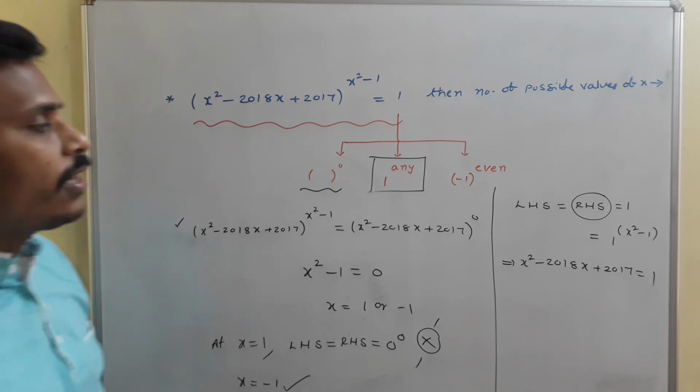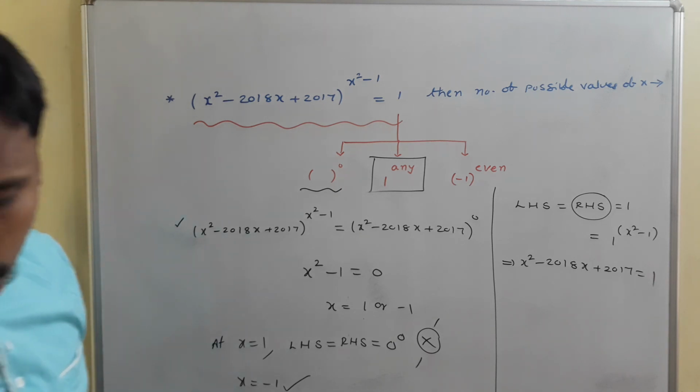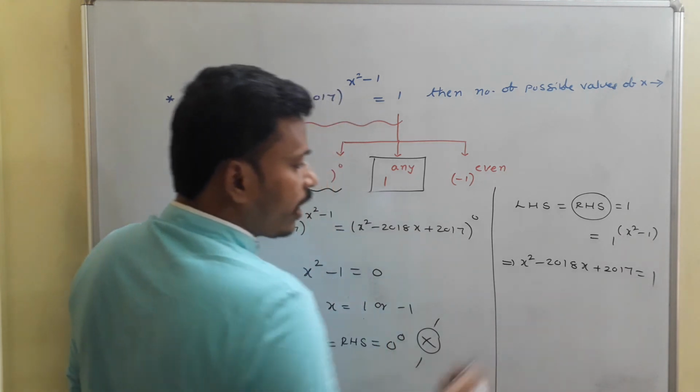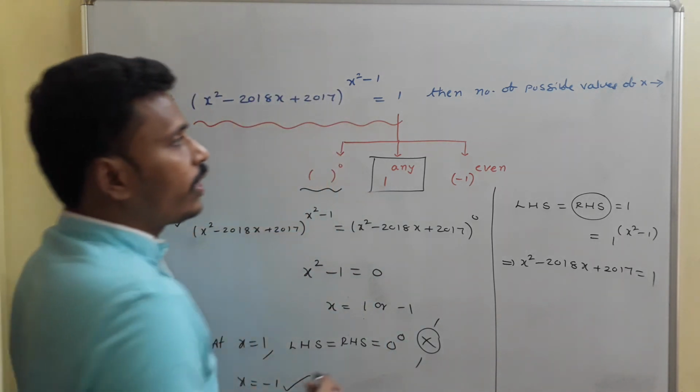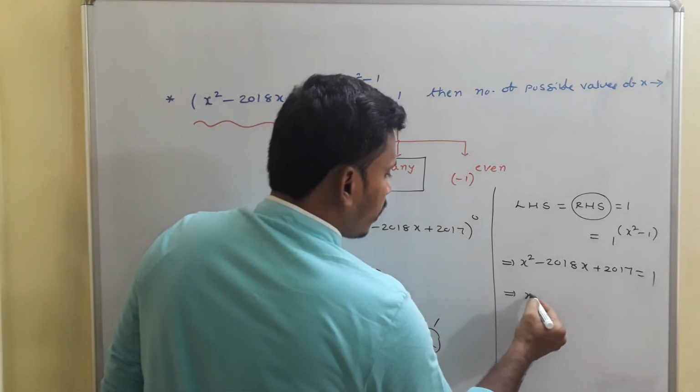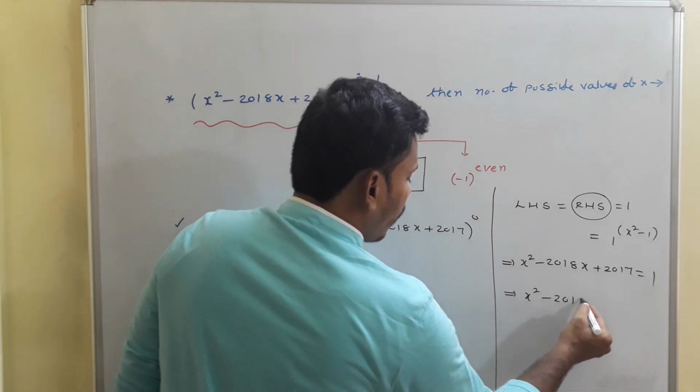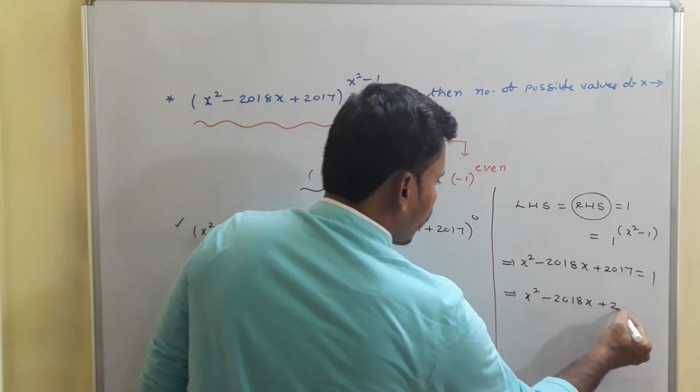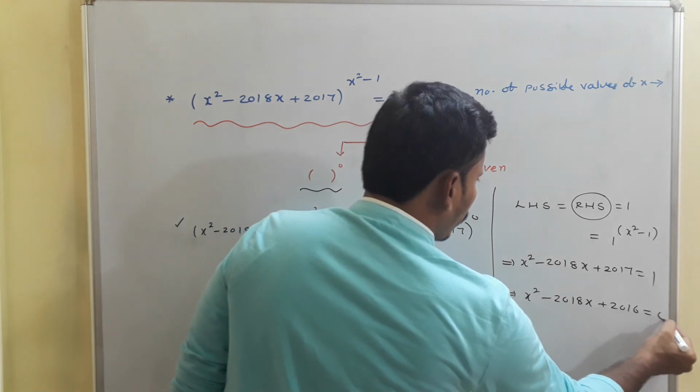Yeah, we need to get the values of x. How to solve this? Just have a look. x square minus 2018x plus 2017 is equal to 1, and that implies x square minus 2018x plus 2016 is equal to 0. Is it right?